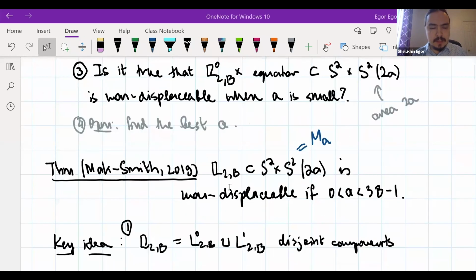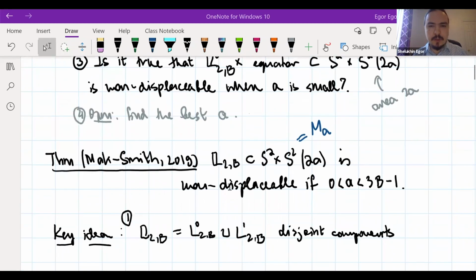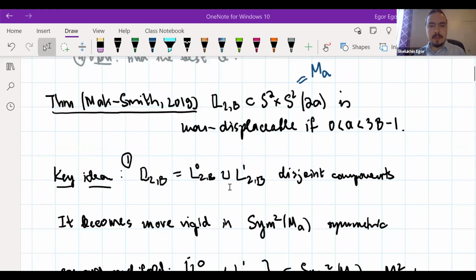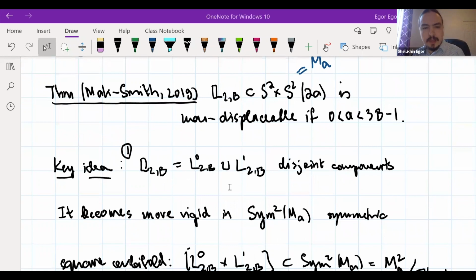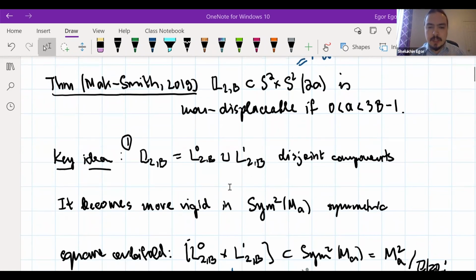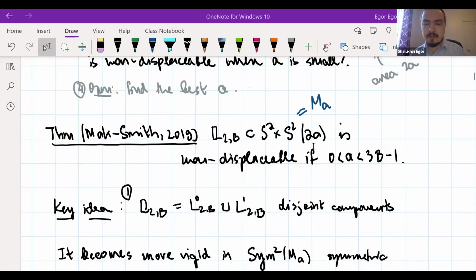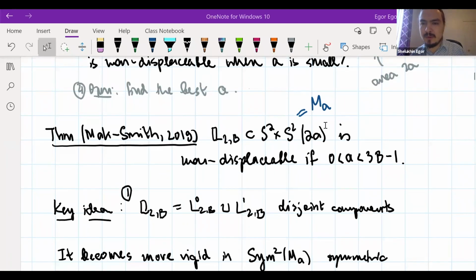Okay, and the key idea of the proof of Mak and Smith is the following. L^{2B} is the disjoint union of two components, two Lagrangian tori, L_0^{2B} and L_1^{2B}. And it becomes more rigid in the symmetric square of M_A, where M_A is this manifold S^2 times S^2 of twice A, where twice A is the area of the small spheres.